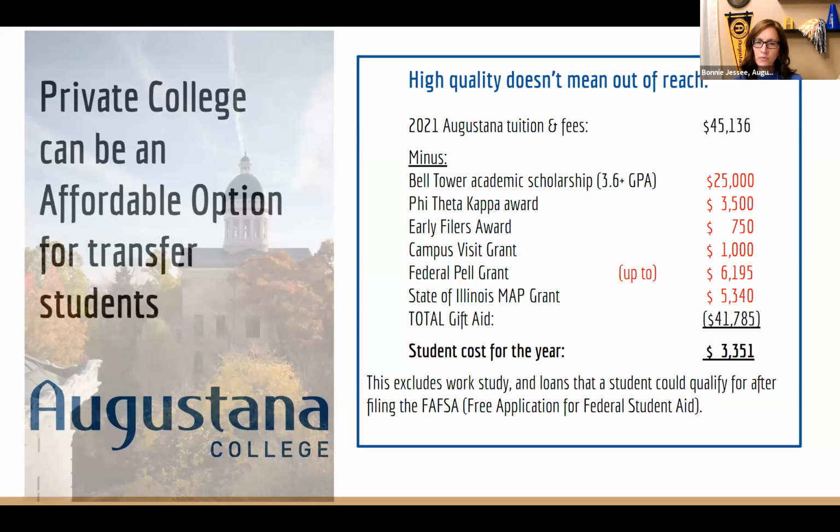A highest achieving student with a 3.6 recalculated GPA or above would get our Bell Tower scholarship of $25,000, with the Phi Theta Kappa award and the other awards, and then the federal Pell Grant and MAP grant from the state of Illinois. A student could really have total gift aid of $41,785, where their costs for tuition and fees would be $3,351. That usually surprises most students, but we're really very competitive with some of the state institutions. This does exclude work study and loans that a student might qualify for after filing the FAFSA as well.